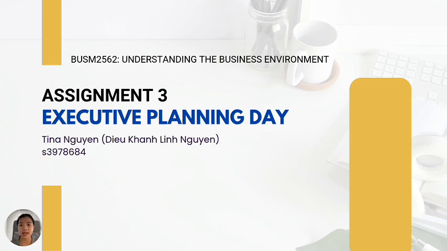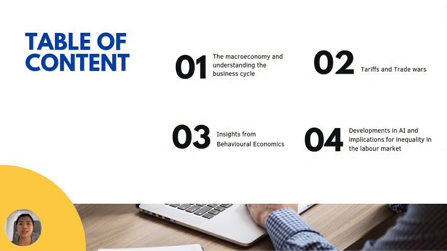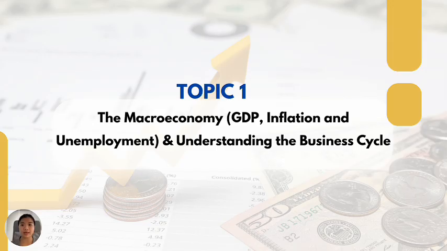So, today I'm presenting the findings about the business environment that might be helpful for our organization strategy in the future. So, this is the agenda for this presentation, and I will walk you through all of these four topics. So, let's start with topic one: the macroeconomy, including GDP, inflation, unemployment, and understanding the business cycle.